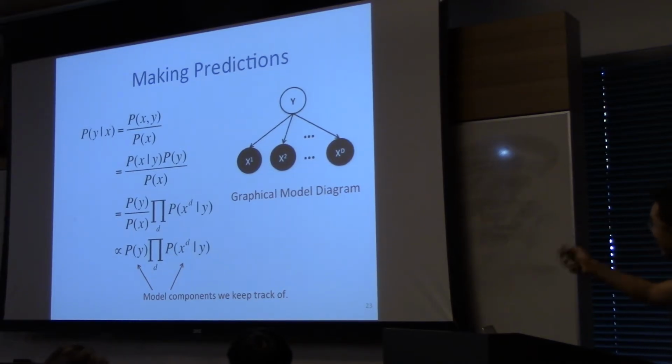According to the law of conditional probabilities, do this. These two steps combined give you Bayes' rule, and then this factorizes by the naive Bayes assumption into this. And then I'm just going to ignore the p of x and say this is proportional to this. Keep in mind that these are the components of the model that we keep track of explicitly in our model representation.